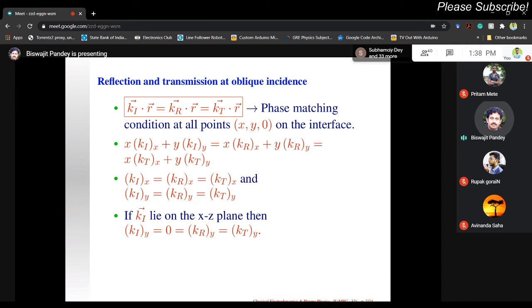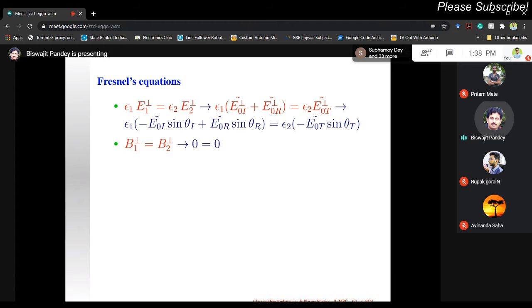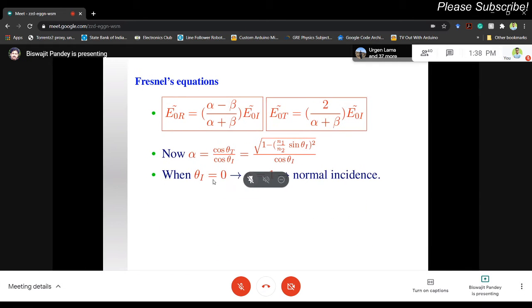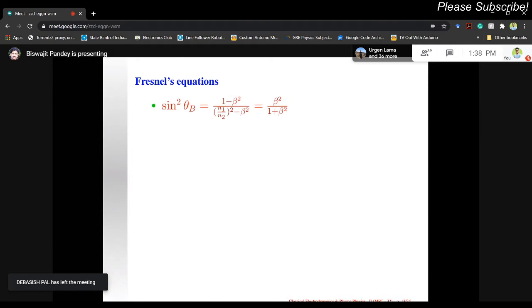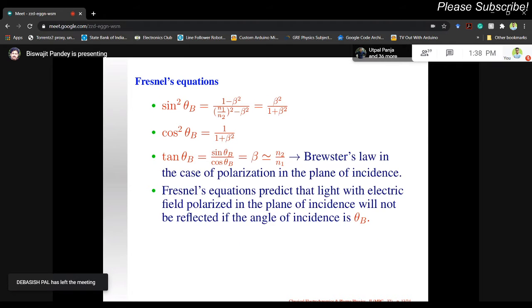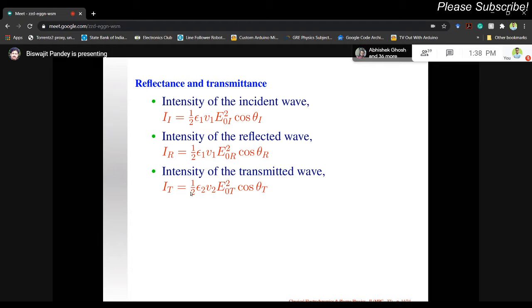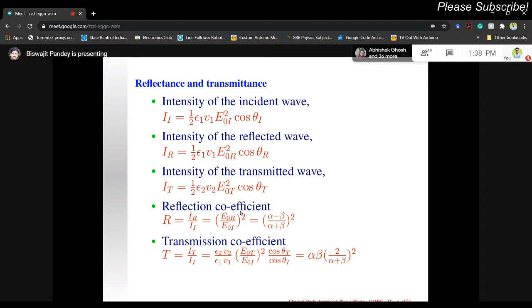Similarly, the same kind of cosine factor will be present for the reflected and the transmitted radiation. If we take the ratio of the reflected intensity to the incident intensity, we get the reflection coefficient, and if we take the ratio of the transmitted intensity to the incident intensity, we get the transmission coefficient. You can easily simplify this because cos theta r by cos theta I cancels, since theta r equals theta I.